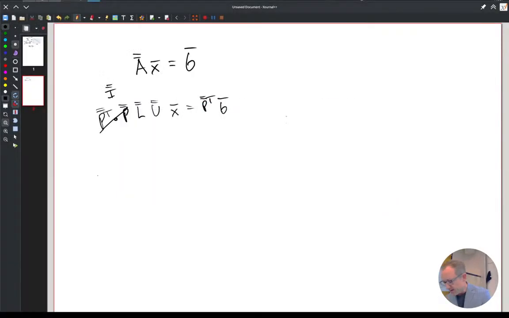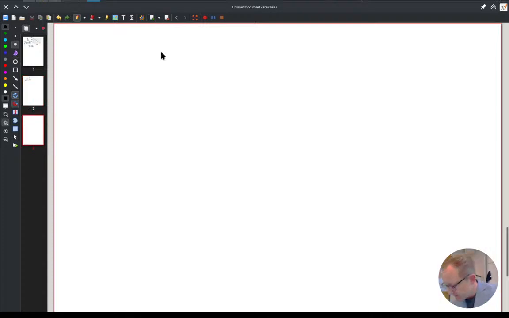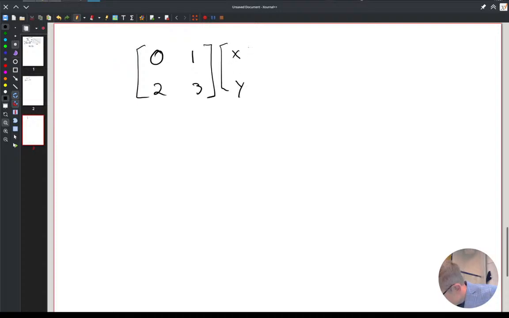And we can see that if we had a simpler example, 0, 1, 2, 3, x and y equals 1 and 5. So if this is my set of equations, I can look at this and immediately know, all right, 0 times x plus 1 times y is 1. Because I'm not a computer. I'm not going to naively try to do Gauss elimination.